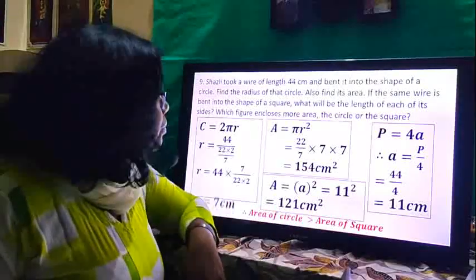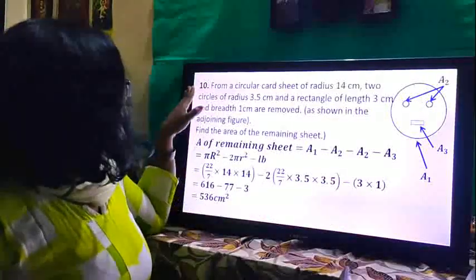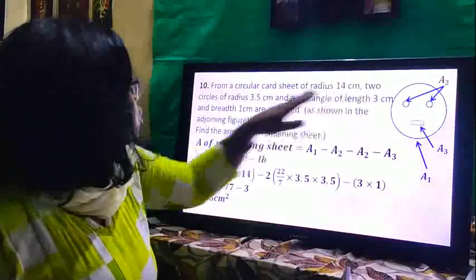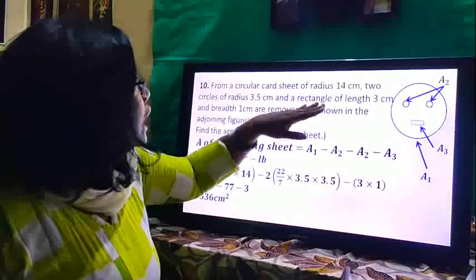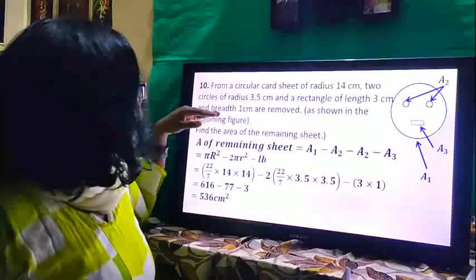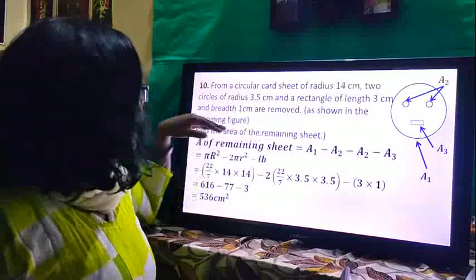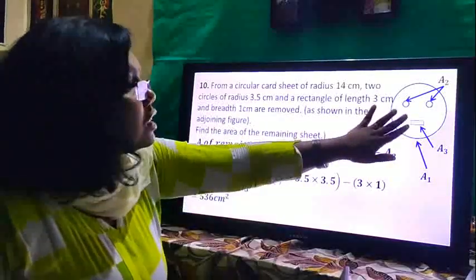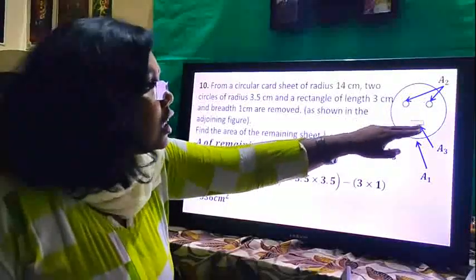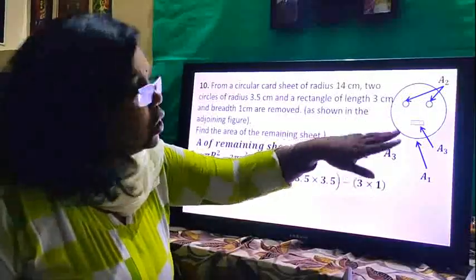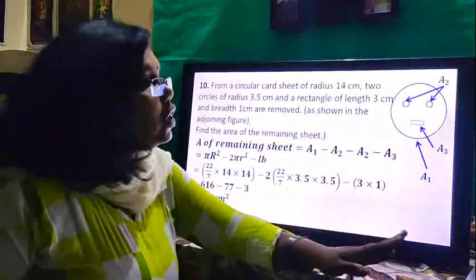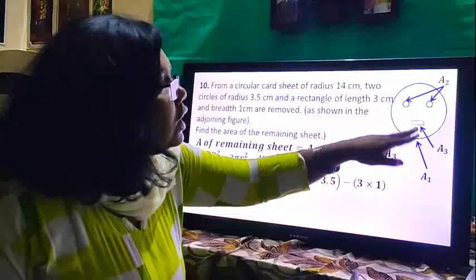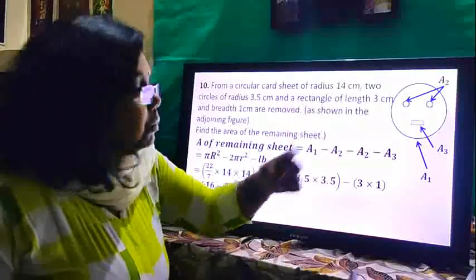That's our conclusion. Now lastly, 10th question: from a circular card sheet of radius 14 cm, two circles of radius 3.5 cm and a rectangle of length 3 cm and breadth 1 cm are removed as shown in the adjoining figure. Find the area of the remaining sheet. Now here this is the sheet from which two circles are cut out and a rectangular strip is also cut out. So what we are going to do basically, we are going to find the bigger area and subtract these two smaller areas and this rectangle from the bigger one.